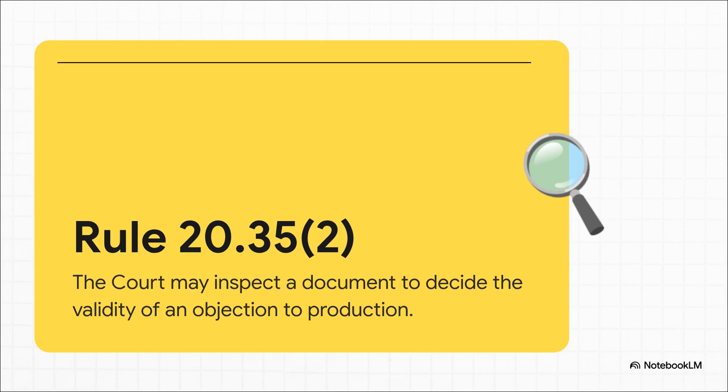Rule 20.35, Sub-Rule 2. If a non-party claims a document is protected by legal privilege, the judge doesn't just have to take their word for it. The judge can literally say, "Give it to me," and inspect the document privately to decide if that privilege claim is legit. It's how the system ensures no one is hiding relevant evidence behind a bogus claim.